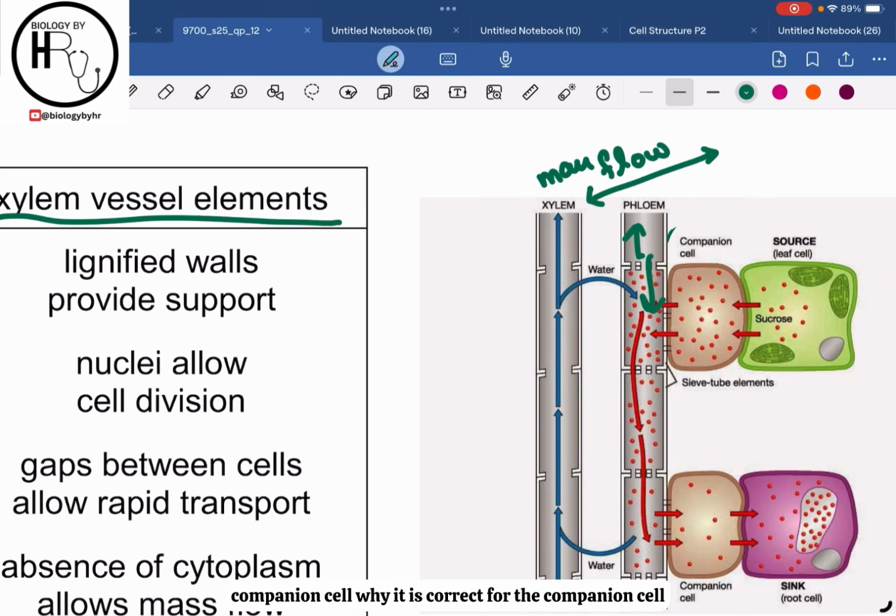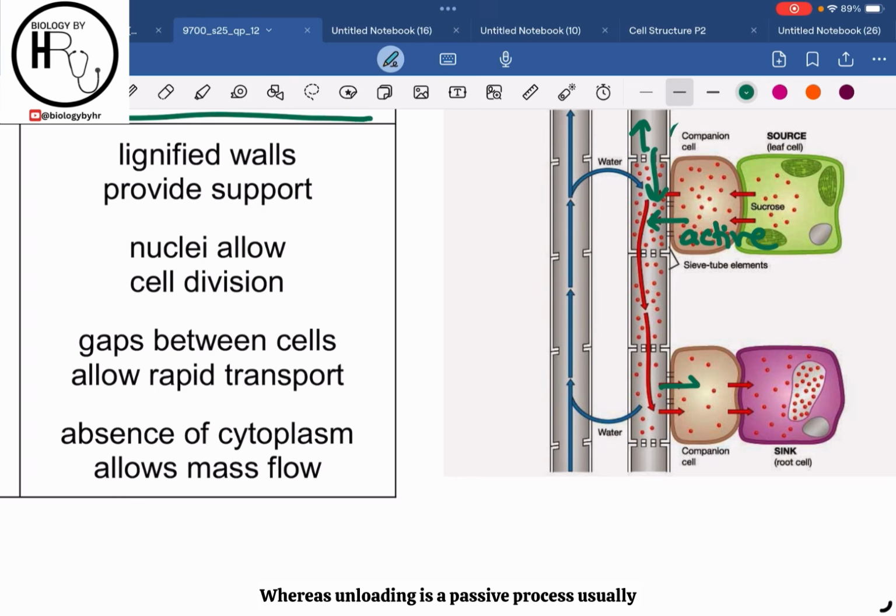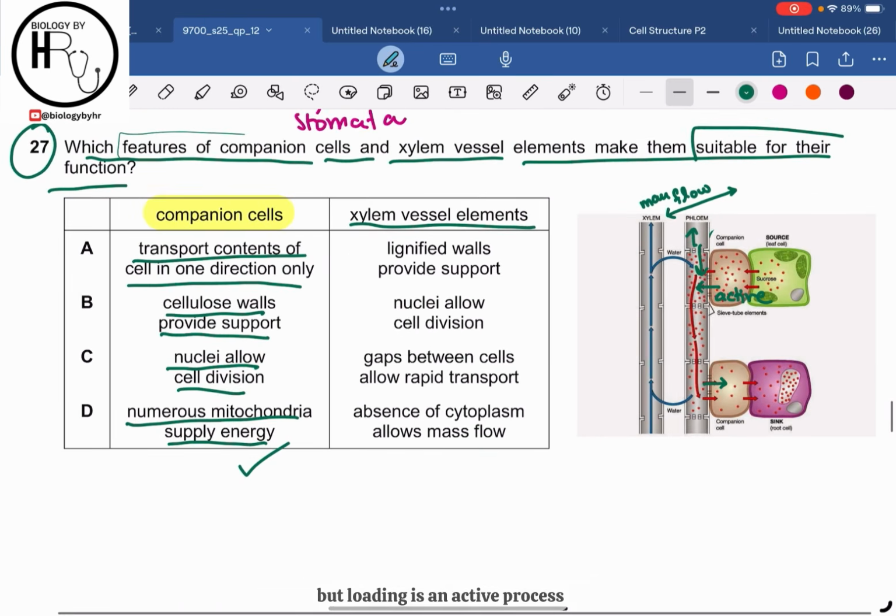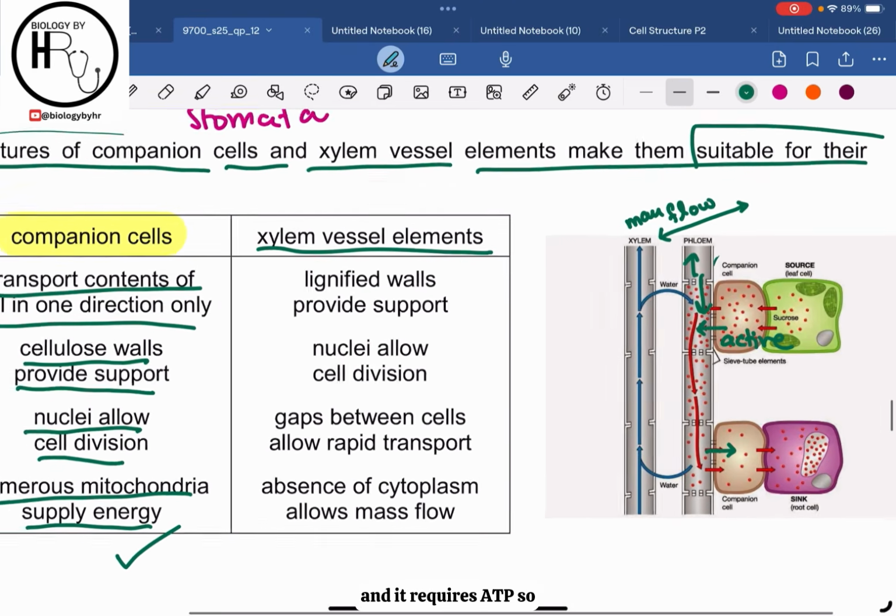Why is it correct for the companion cell? Because the companion cell needs energy for the loading process of sucrose into the phloem sieve tube element, because we know that mitochondria generate ATP. Many mitochondria are needed to generate ATP for the active transport process, because loading of sucrose into the phloem sieve tube is an active process. Whereas unloading is a passive process, usually done by facilitated diffusion, but loading is an active process and it requires ATP.